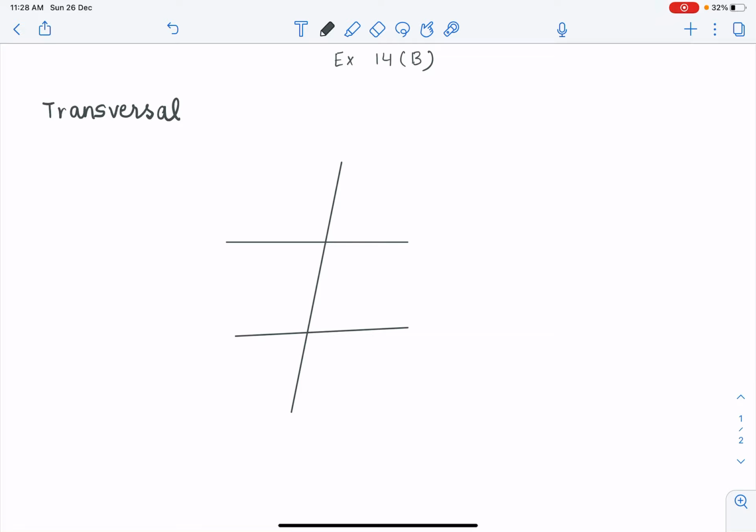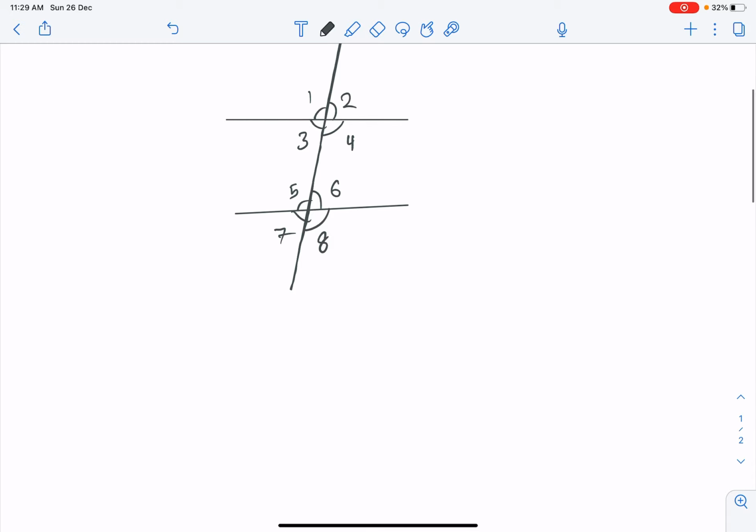Okay. So here this line and this line are parallel and this one is the transversal. Understood? So in this figure, I would say there are a lot of angles formed. Which angles? Suppose these are my angles. Let's name them 1, 2, 3, 4, 5, 6, 7 and 8. Okay. Now here my angle 2 and angle 6.